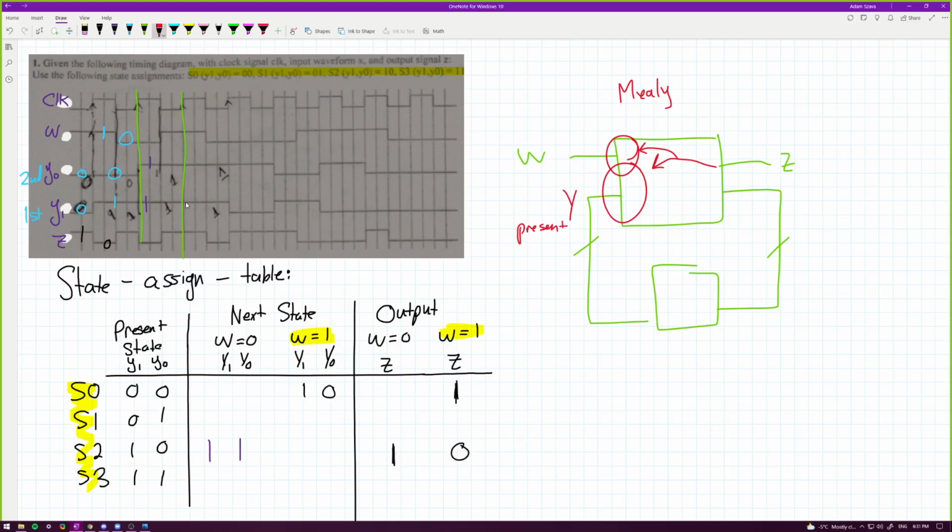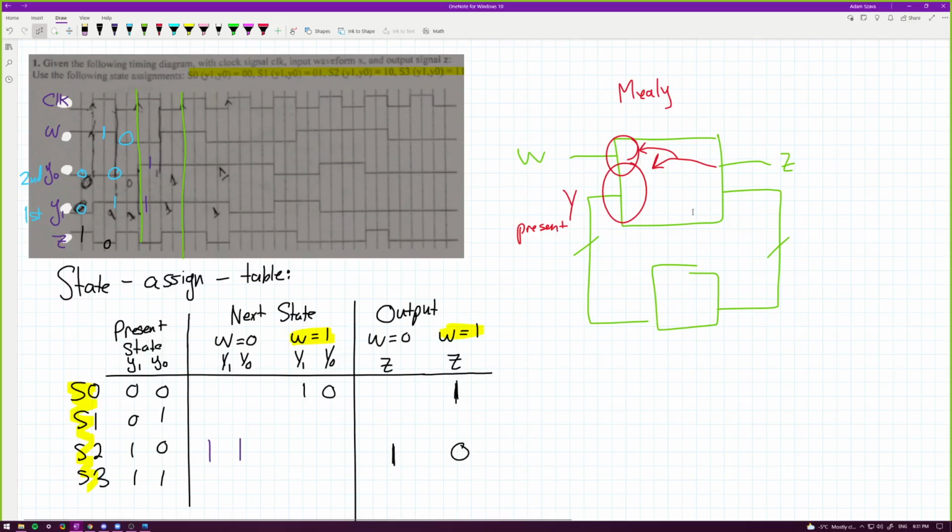So to answer your question, if you have a Mealy machine and you change the input, that could change the output of the circuit. But if you have a Moore machine and you change the input, without clocking, that will not change the output of the circuit. Does that make sense? Yeah, I think so. Thank you. Okay, no problem.